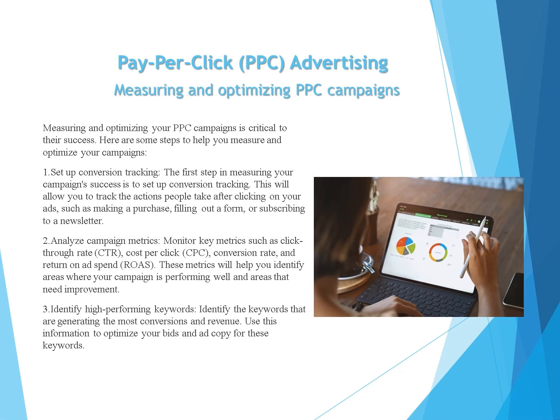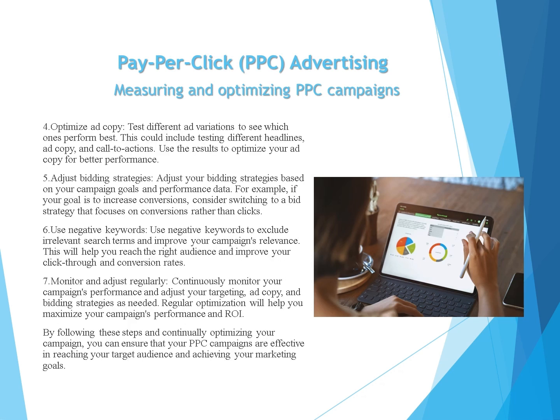2. Analyze campaign metrics. Monitor key metrics such as click-through rate (CTR), cost per click (CPC), conversion rate, and return on ad spend (ROAS). These metrics will help you identify areas where your campaign is performing well and areas that need improvement. 3. Identify high-performing keywords. Identify the keywords that are generating the most conversions and revenue. Use this information to optimize your bids and ad copy for these keywords.